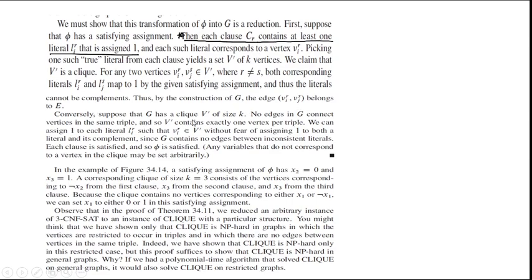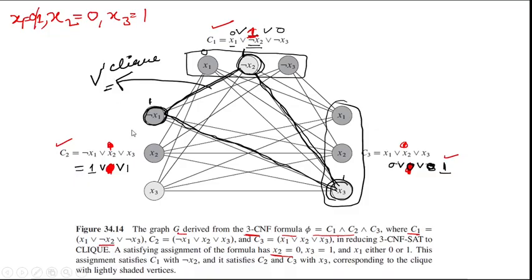Conversely, suppose that G has a clique. Now, this is the forward direction. If and only if, you also have to show the converse. So, with the basic idea, V dash is a clique. With the assignments of not x2 equal to 1, or x2 equal to 0, and x1 equal to 0 or x1 equal to 1, and x3 equal to 1, you are able to formulate a clique V dash which exists in this graph.